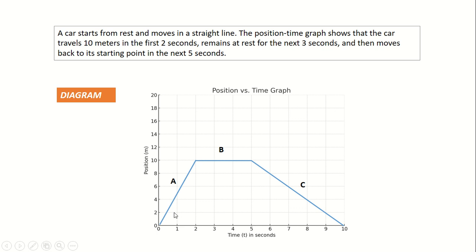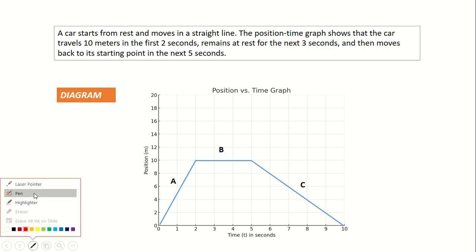So this is for the first segment. It says in the problem that it's moving in a straight line. So that's your clue that the velocity is constant, right? So you would be producing straight diagonal lines or horizontal lines, like in the case of segment B. So in the second sentence, the first part states that the car traveled 10 meters in the first 2 seconds. So it reached from 0 to 10 meters.